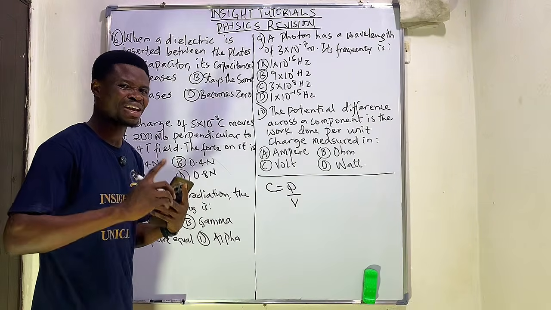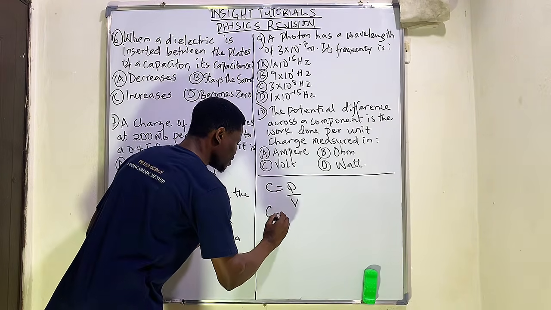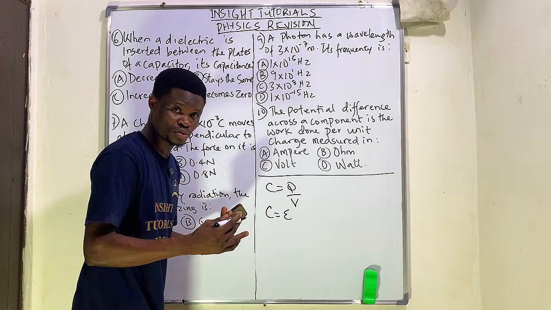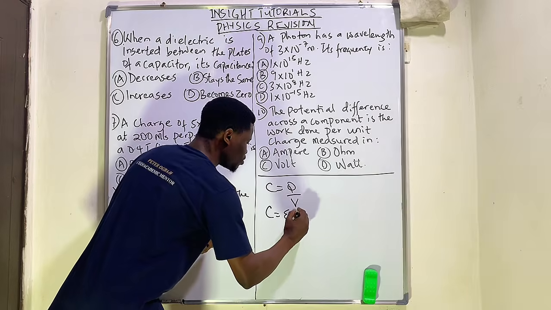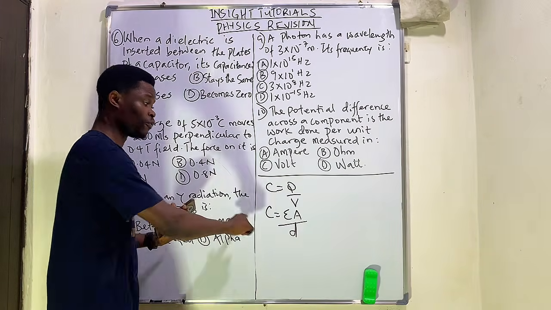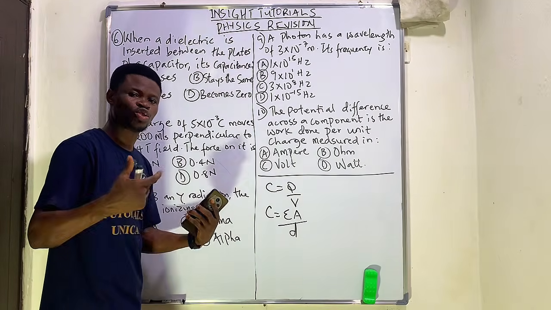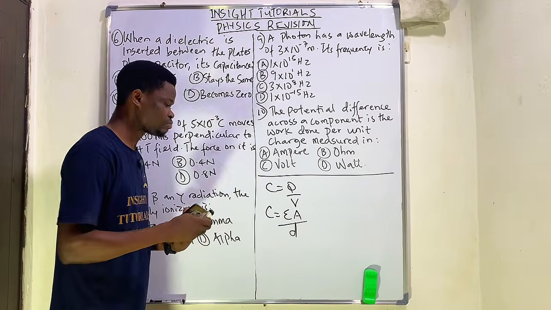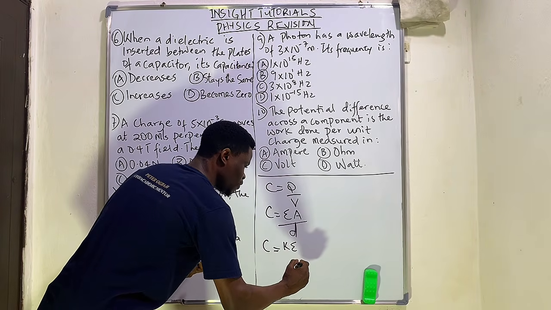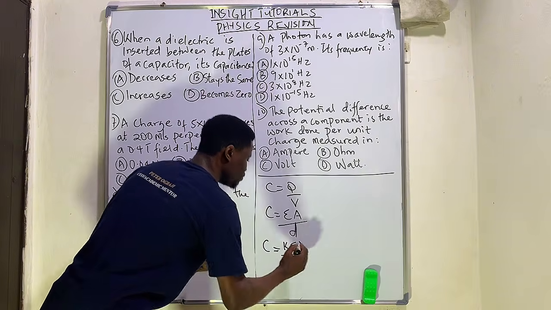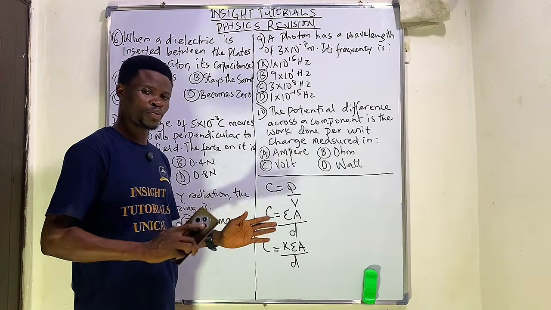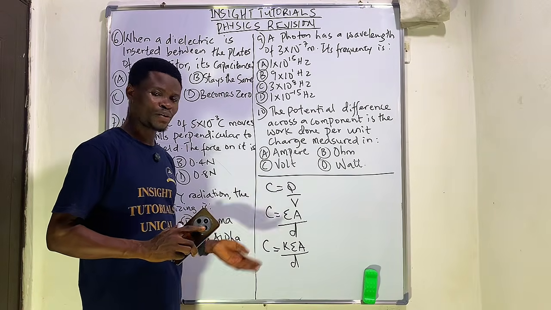If you're dealing with a parallel plate, the capacitance is given as the permittivity of the particular medium used between those two plates, times the area, over the distance between those two plates. But if you now introduce a dielectric, the capacitance will be calculated as K, times the permittivity of space, times A, over the distance between those two plates. Now let us analyze this. This is for a normal capacitance: the charge over the potential difference.